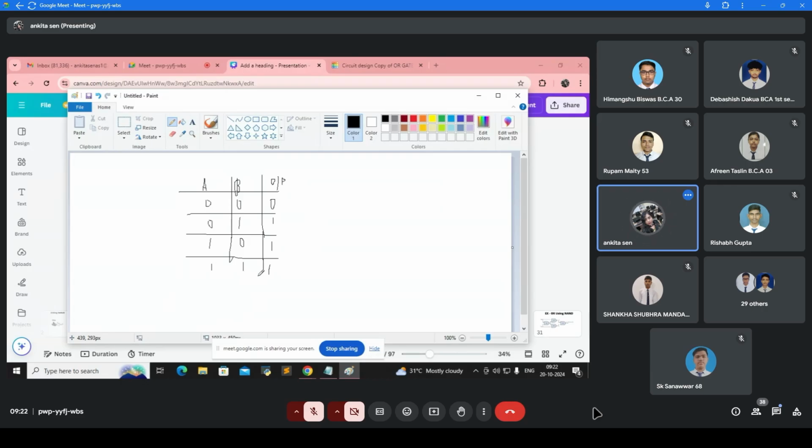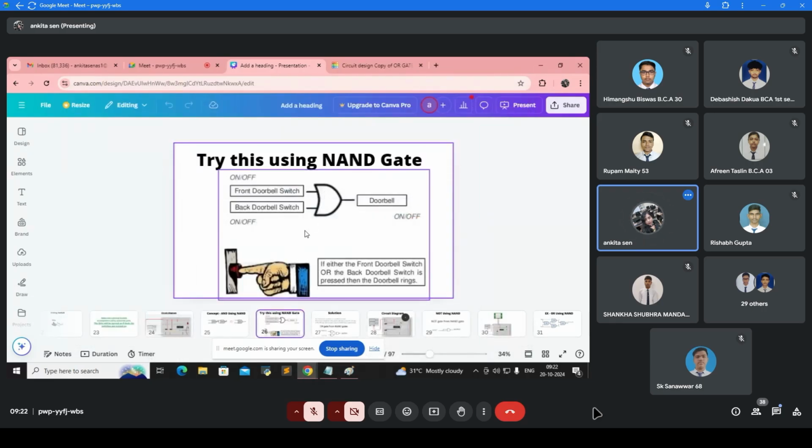Next, here is a trick to remember these things. In case of the AND gate, only the last one is 1, the rest are 0. In case of the OR gate, only the first one is 0, and the rest of the output column is 1. Got my point? You have to remember this OR gate symbol. Keep it in mind very well.